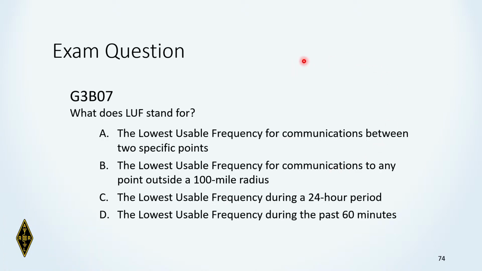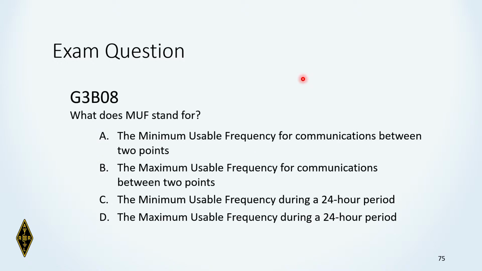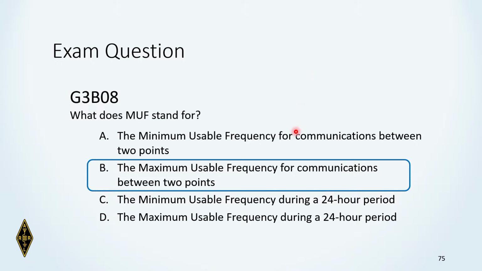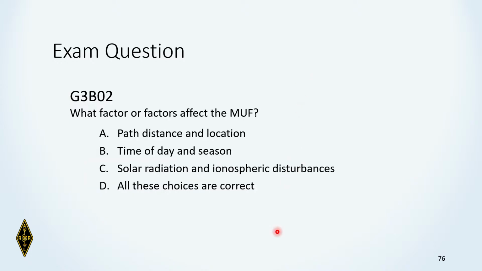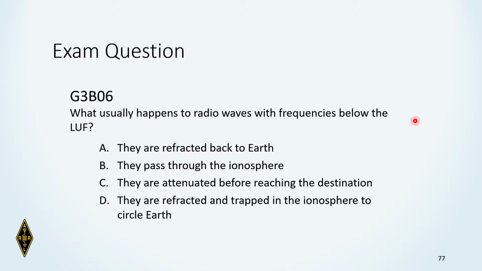All right, let's see if we can remember LUF and MUF. What does LUF stand for? Alpha, the lowest usable frequency for communication between two specific points. What does MUF stand for? Bravo, the maximum usable frequency. What factor or factors affect the MUF? Delta. That's all of these choices: time of day, distance, location, radiation.